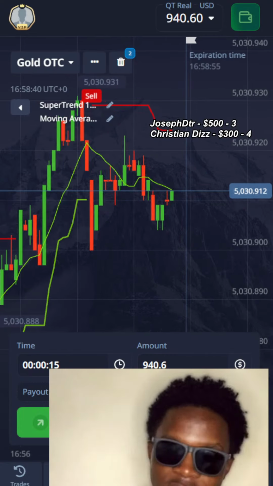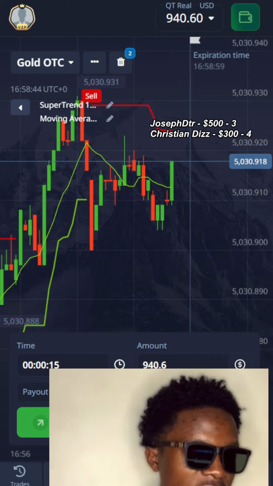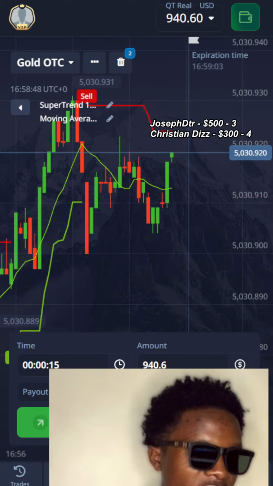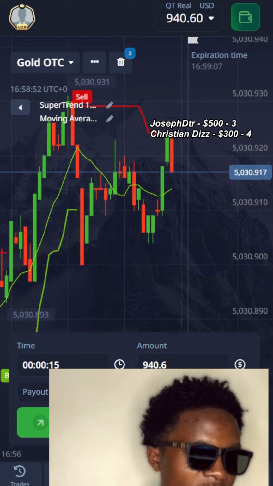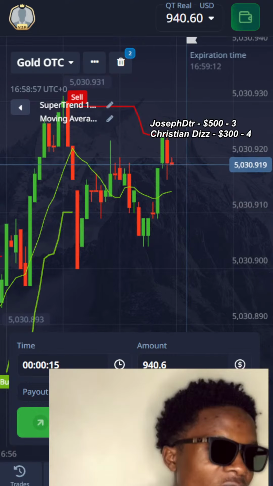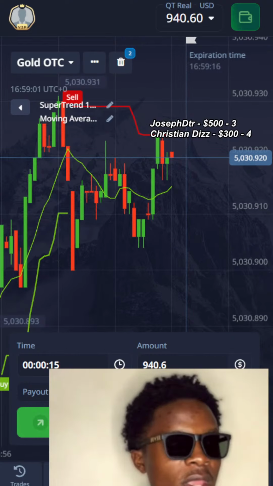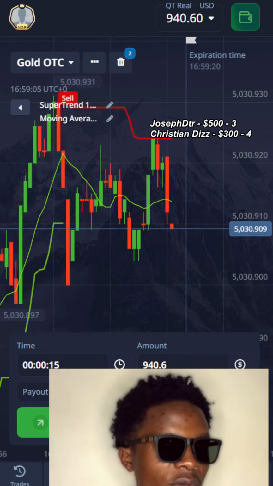So this is how we trade here. We trade the gold OTC break of structure strategy. That is what we use. We use the moving average and the super trend. Super trend set at default and the moving average at 10. So that is how we go about this. And right about now, let's continue and get forward with the trading. Remember, we are trading for Joseph DTR, who requested 3 attempts on 500.